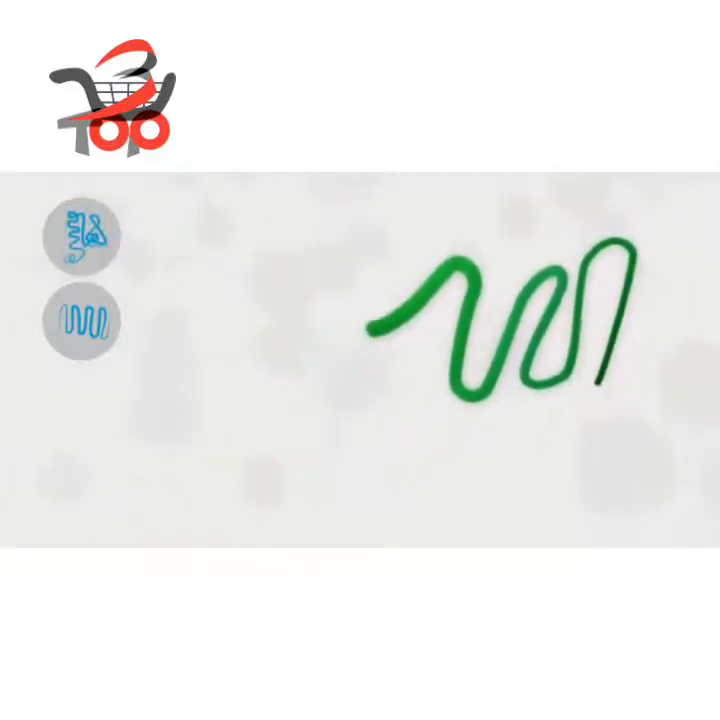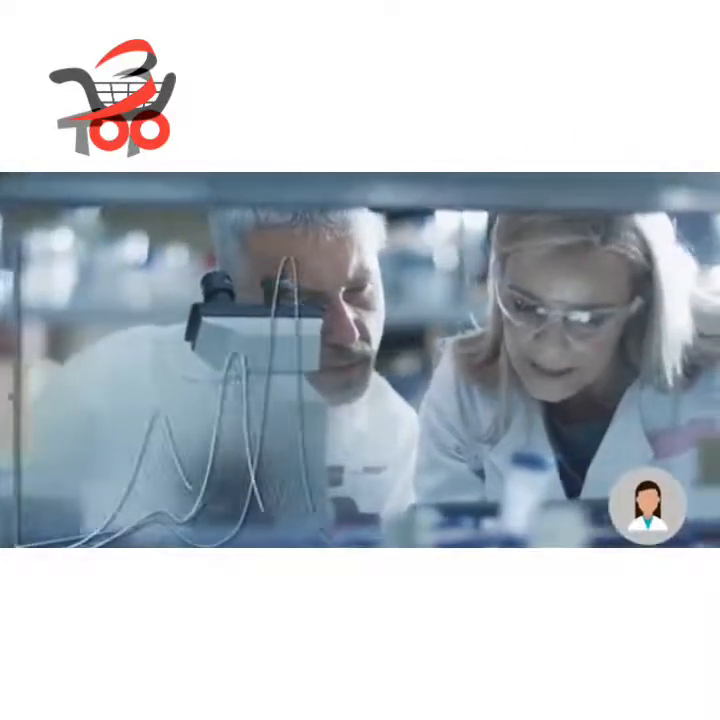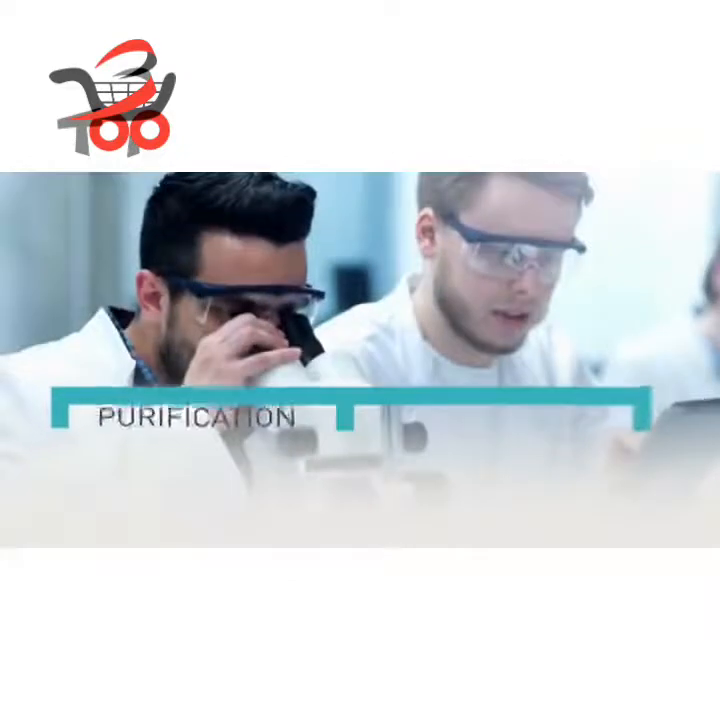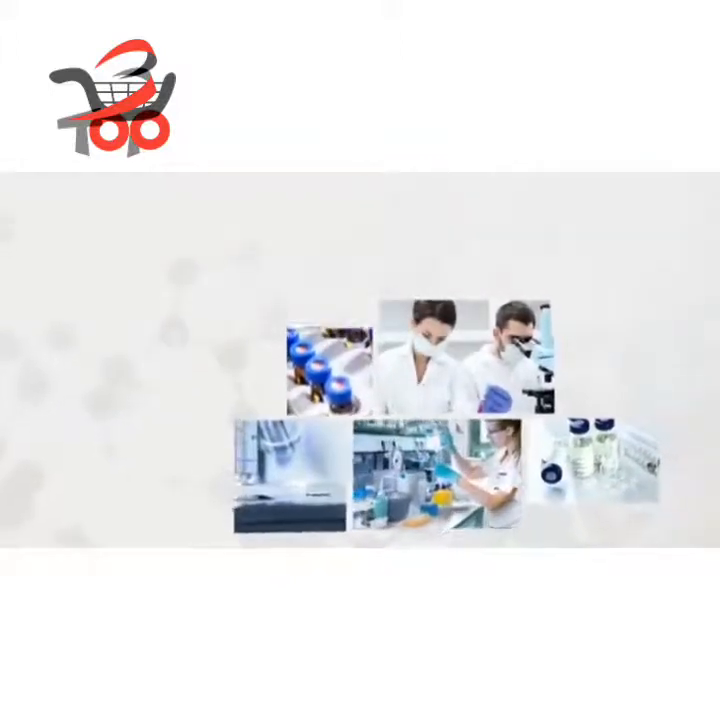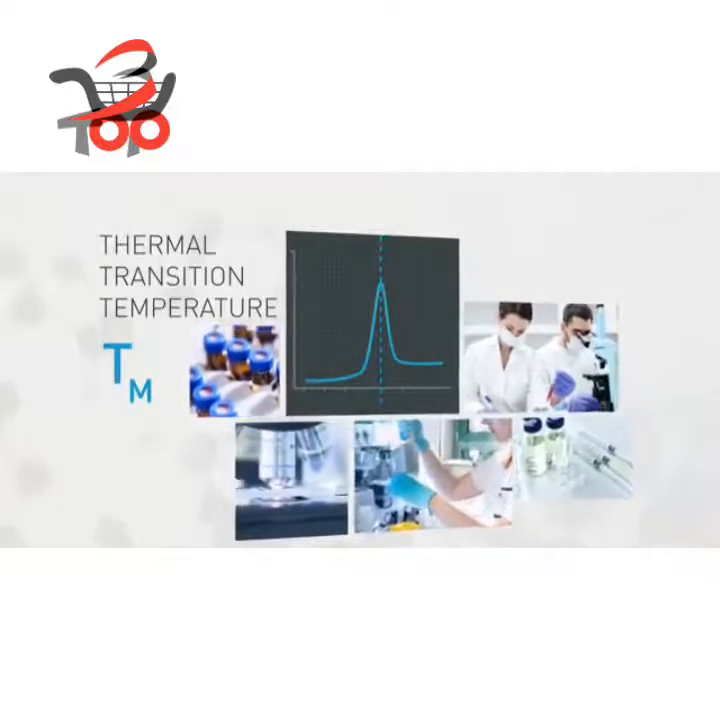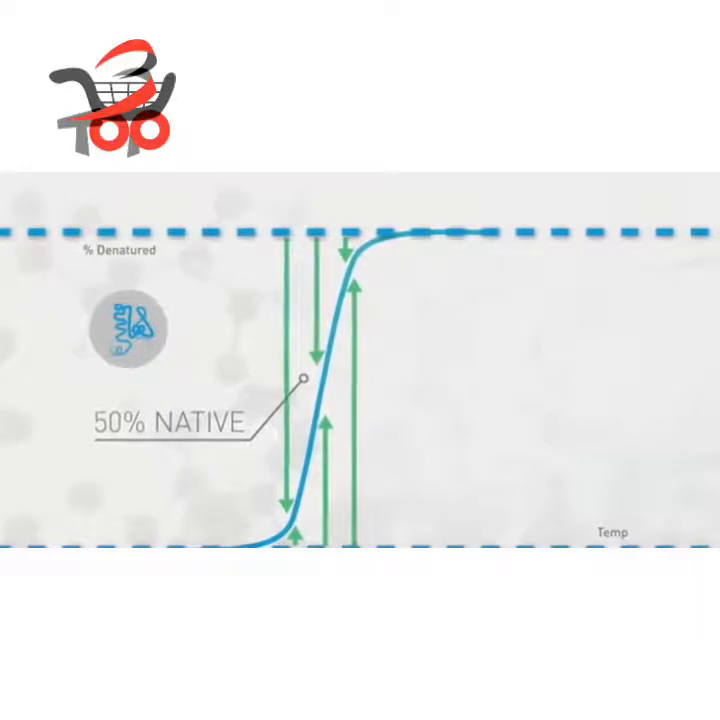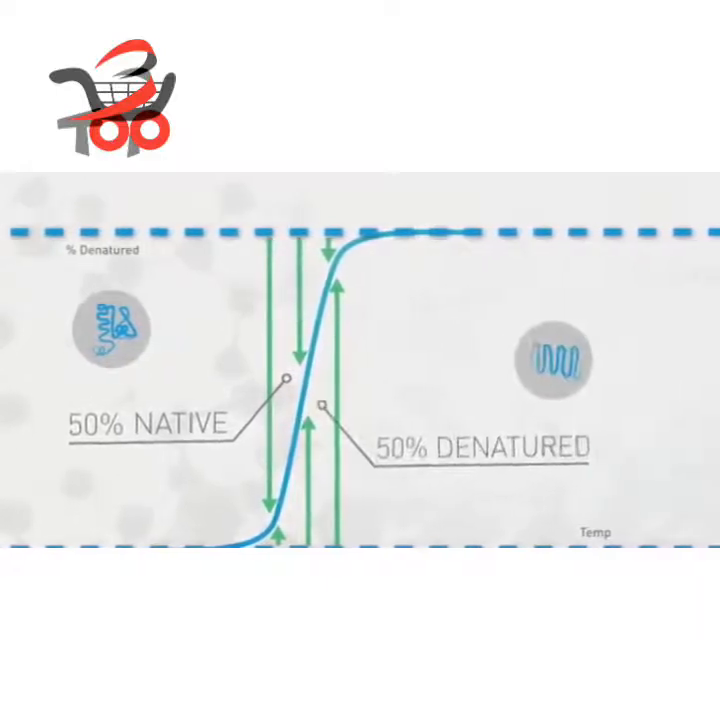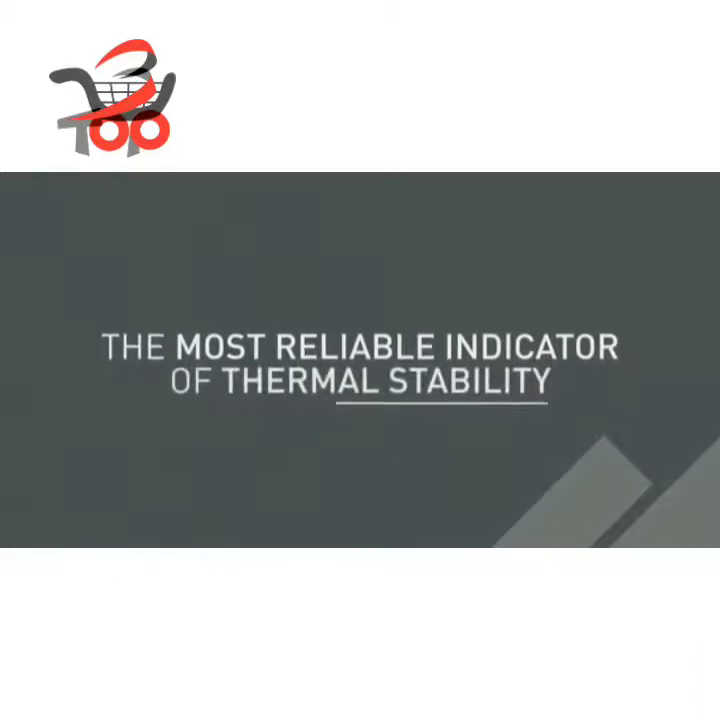DSC thermal stability assays provide details on how the protein unfolds, enabling protein engineers to identify stable constructs, as well as optimizing purification strategies and storage conditions. The main parameter measured by thermal stability assays is the thermal transition temperature, or TM. The TM is the temperature at which 50% of the protein is native, and 50% is denatured. It's the most reliable indicator of thermal stability.